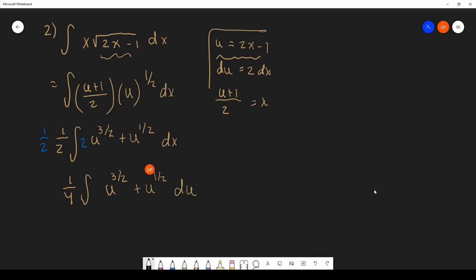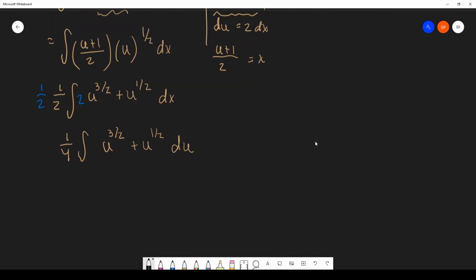Now we can integrate this as if it was any other equation, and it would become 2/5 u to the 5/2 power plus 2/3 u to the 3/2 power plus c, and of course we multiply all this by 1/4. And 1/4 times c is just another c, so we can just write c. And so yeah, this would be the antiderivative of this.